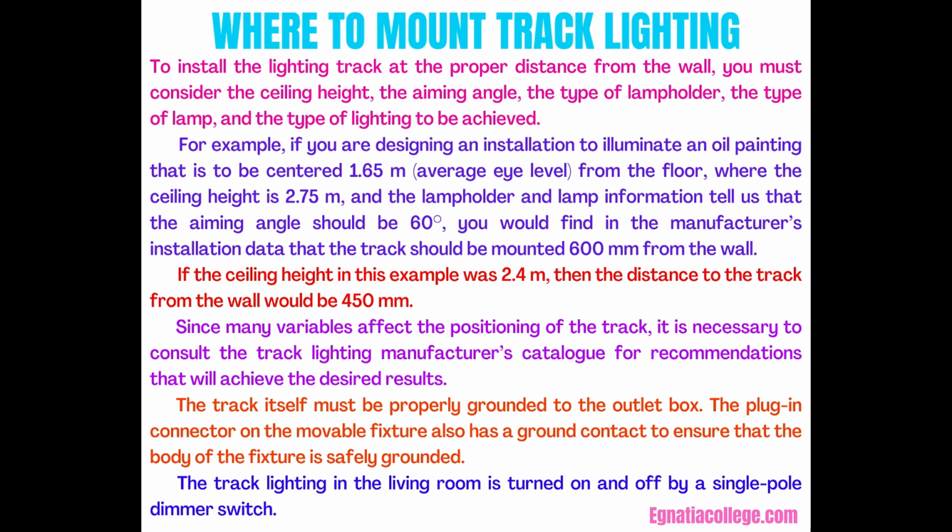The track itself must be properly grounded to the outlet box. The plug-in connector on the movable fixture also has a ground contact to ensure that the body of the fixture is safely grounded. The track lighting in the living room is turned on and off by a single-pole dimmer switch.